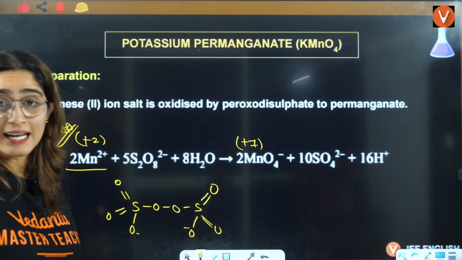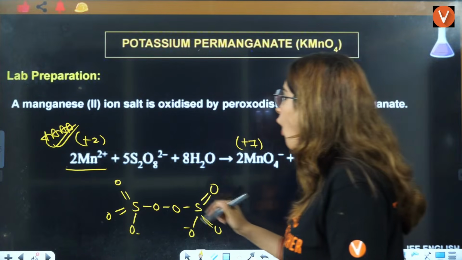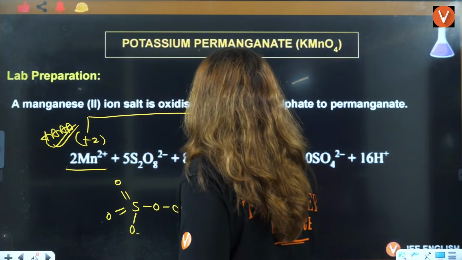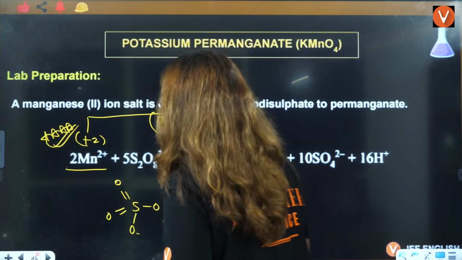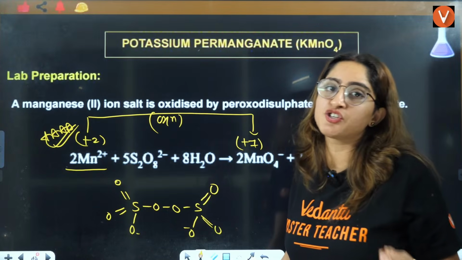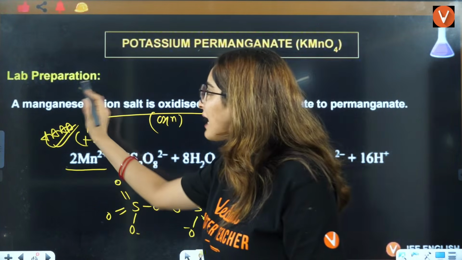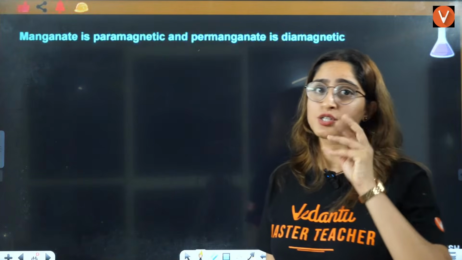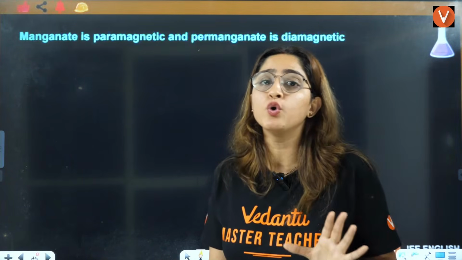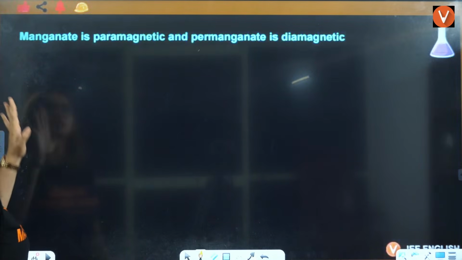So, directly Mn2+ is converted to permanganate ion. Oxidation is happening here, because of this peroxide linkage. It is acting as a very good oxidizing agent, right? Okay, that is the lab preparation. Directly they can ask you, convert Mn2+ to permanganate, what will be used? This will be the answer. Okay, direct reaction based question.